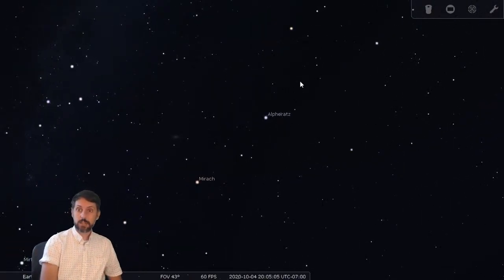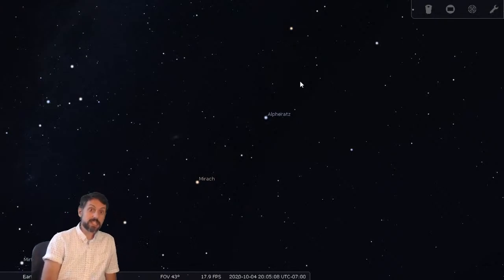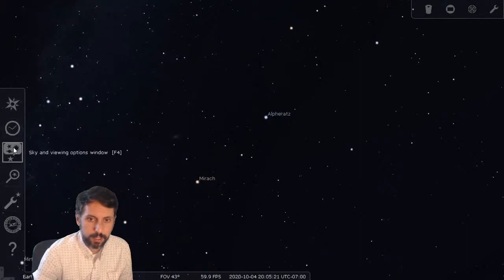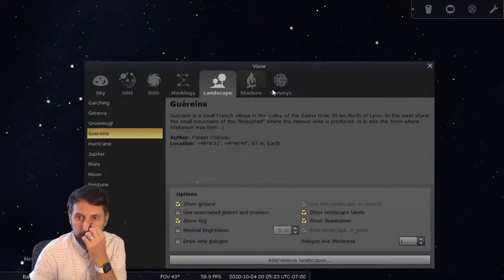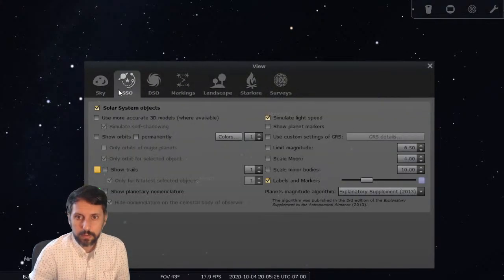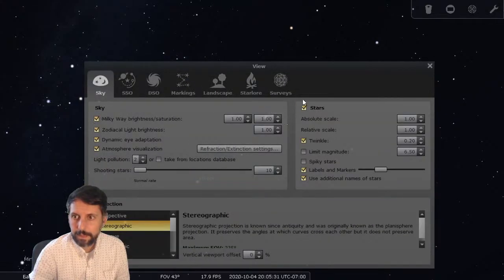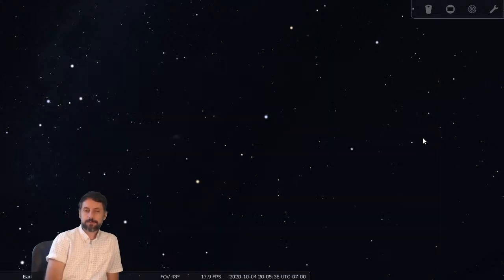Okay, I'll give you a second. Can you trace out and find it on the screen? Because this gives you an idea of how faint it might actually be. So let's see, can you find it on the screen? There's some annoying star labels that I wish I could turn off, and I don't remember how to do that easily. Markings, let's turn off. Sky, stars, labels and markers. There we go. Now you don't have the labels. Can you see it? I'll give you a couple more seconds before I point to it.